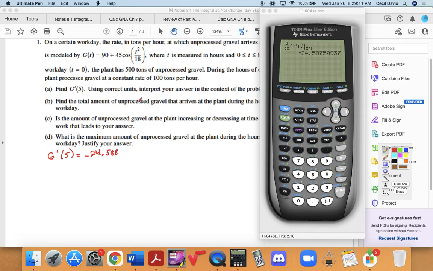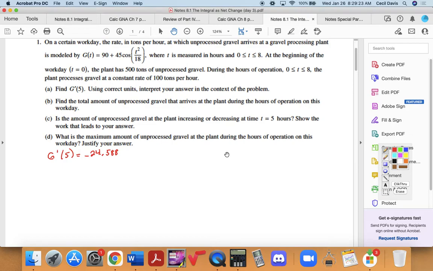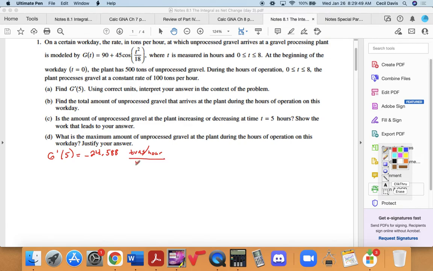All right. So using correct units, interpret your answer in the context of the problem. Okie dokie. So let's look at the original. So on a certain workday, the rate in tons per hour. So this was in tons per hour. And we've taken the derivative of that. So what is this going to be? Tons per hour per hour. There are no square hours.